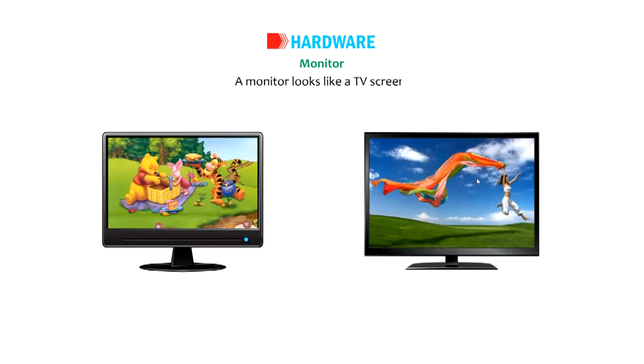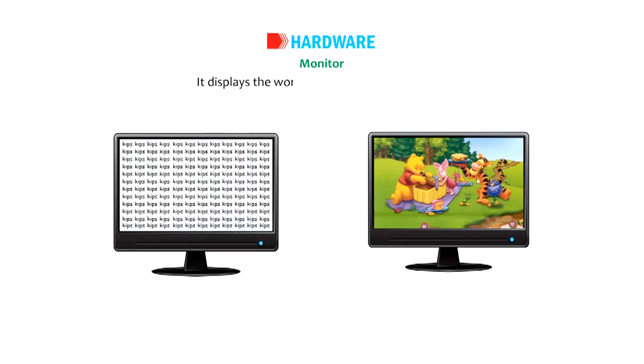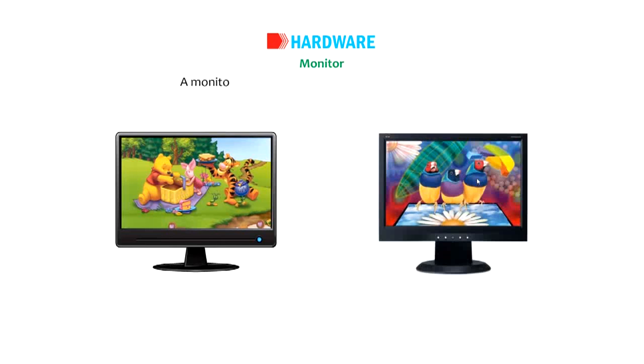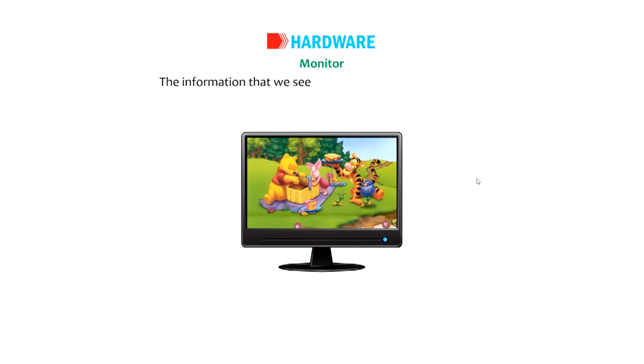Monitor. A monitor looks like a TV screen. It displays the work that we do on a computer. It also displays the movement of the mouse pointer on the screen. A monitor is also known as VDU, Visual Display Unit. The information that we see on a monitor is called soft copy.